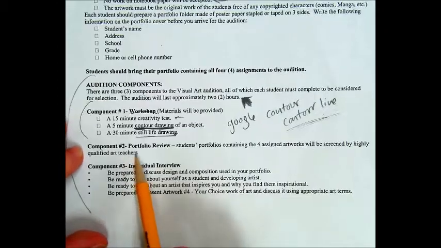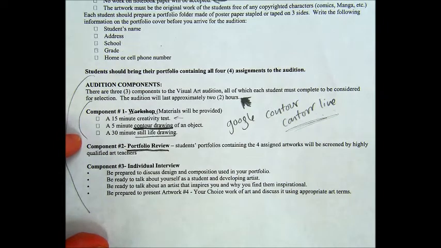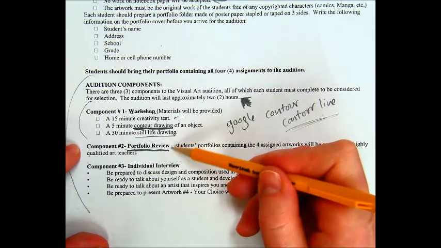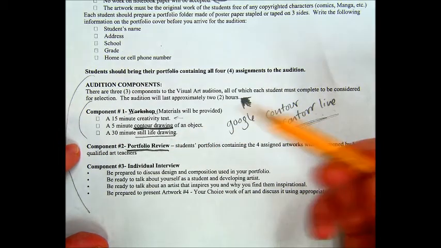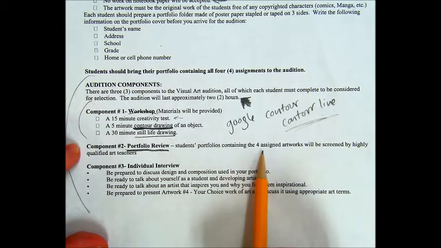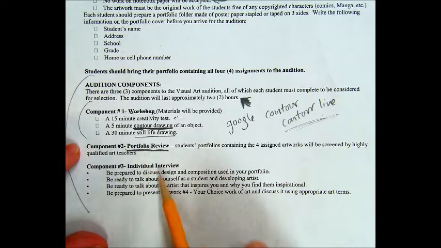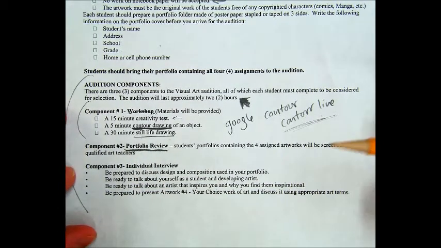Now you have a second component. This is where the assessors, or the people there, will be looking at your portfolio, reviewing your portfolio. That's your collection of artwork. Students' portfolios containing the 4 assigned artworks will be screened by highly qualified art teachers. So they'll be looking at the work that you created.